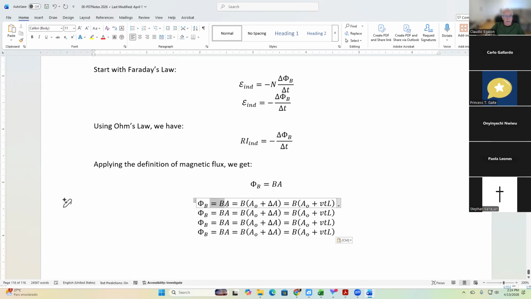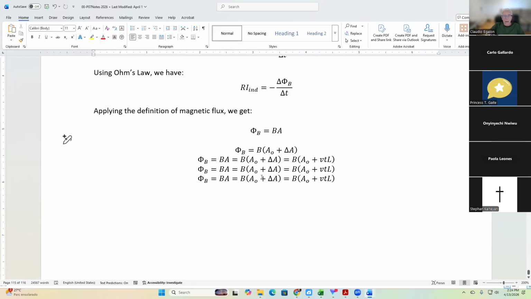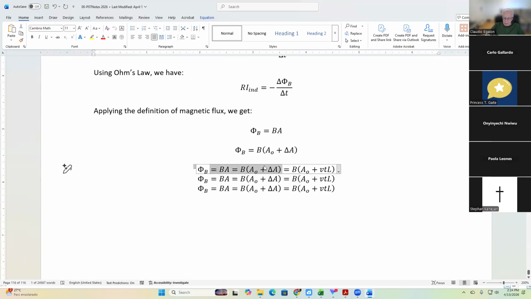We did that, right? Now we can say that the magnetic flux is going to be the magnetic field times the initial area of the circuit, which we do not know, plus the increase in the area of the circuit, which we are going to find shortly. In the next step, we still do not know what the initial area of the circuit is, but you're going to find out that we're not going to need it.